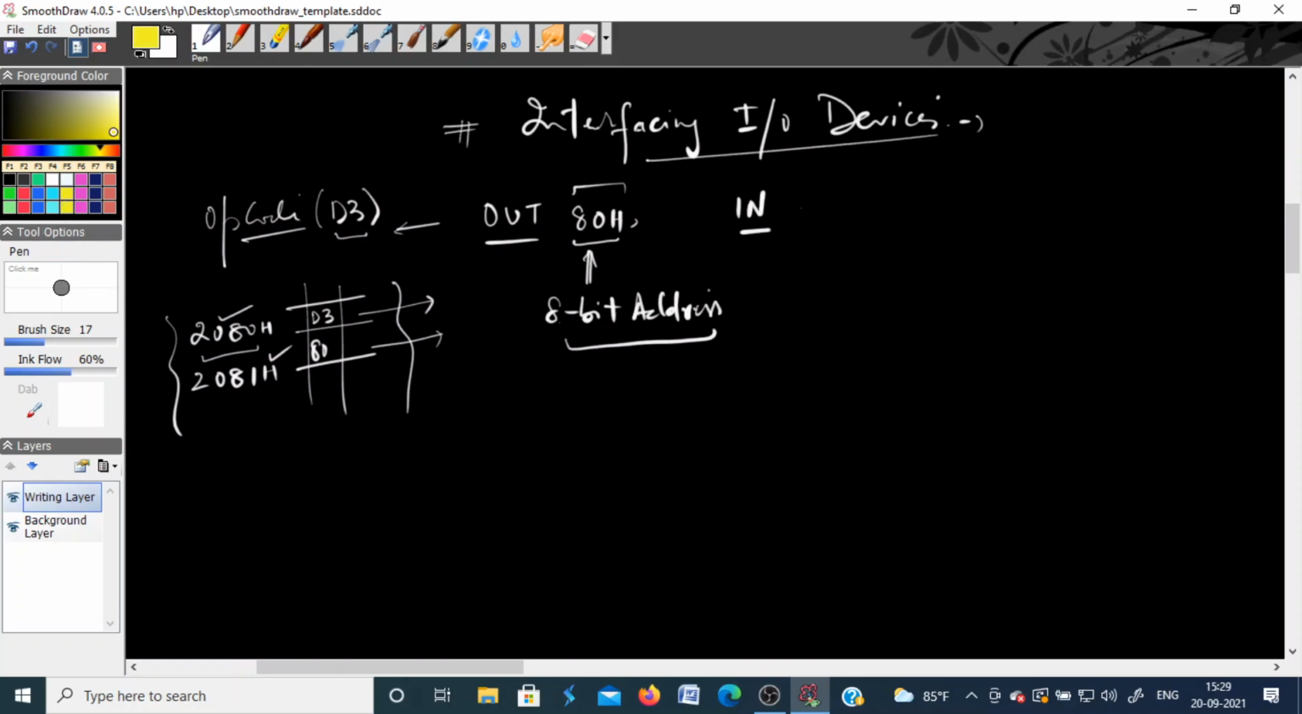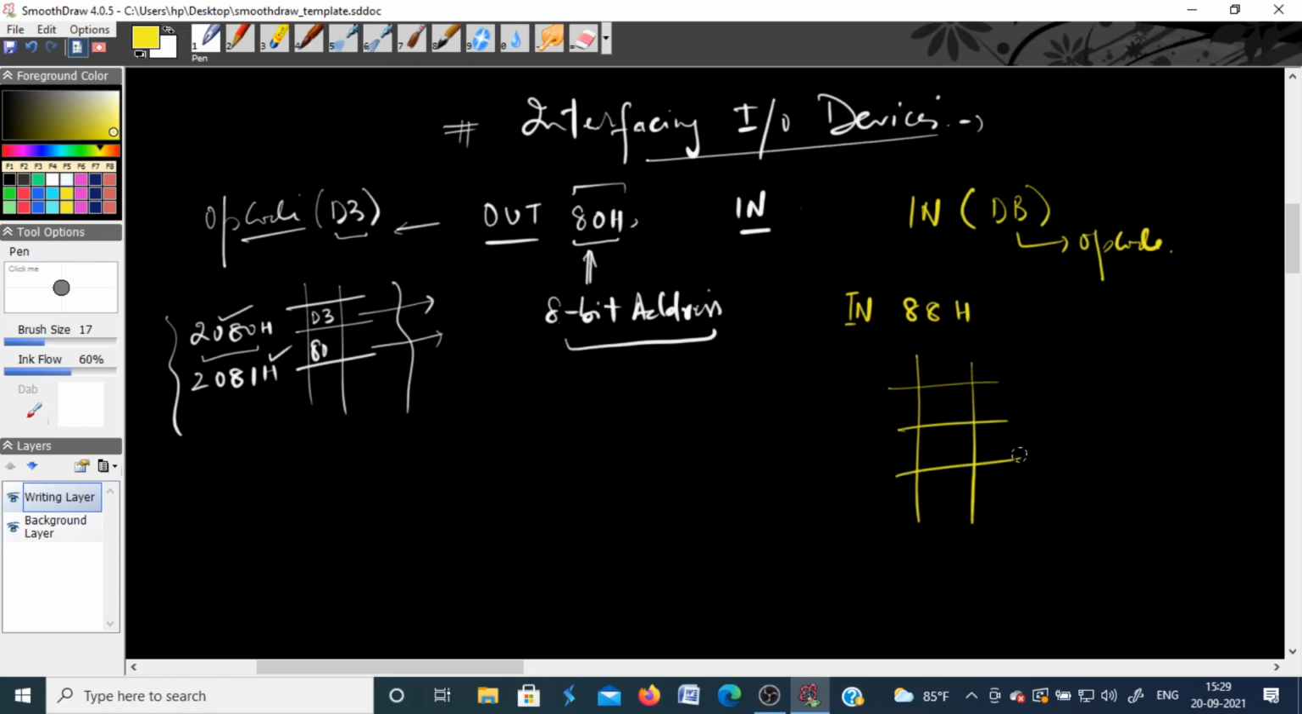Similarly, we have the IN instruction. The format is the same. It has its own operation code, and the operation code for this is DB. When you write the complete instruction, you have to write IN along with the port address; it may be, suppose, 88h. Again, it is a 2-byte instruction. The first is the operation code, and the second is the 8-bit port address of the input device.